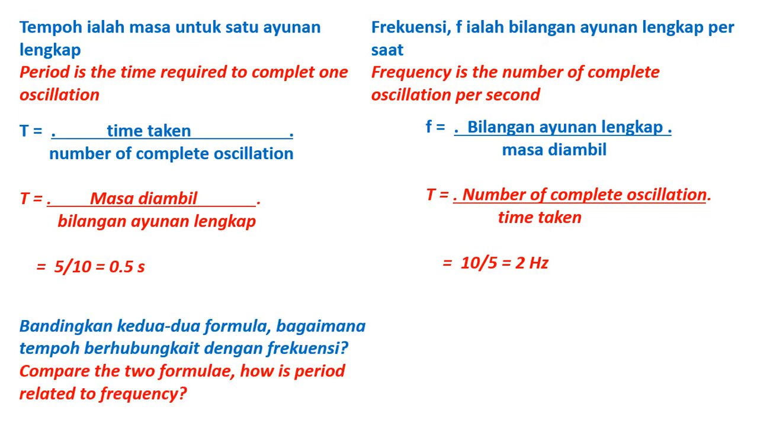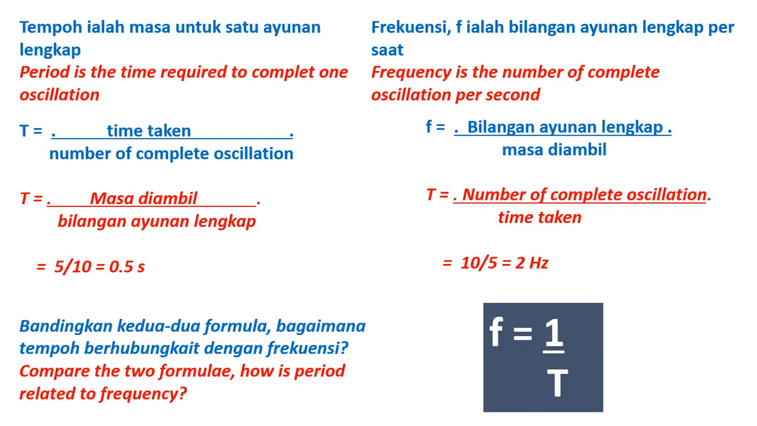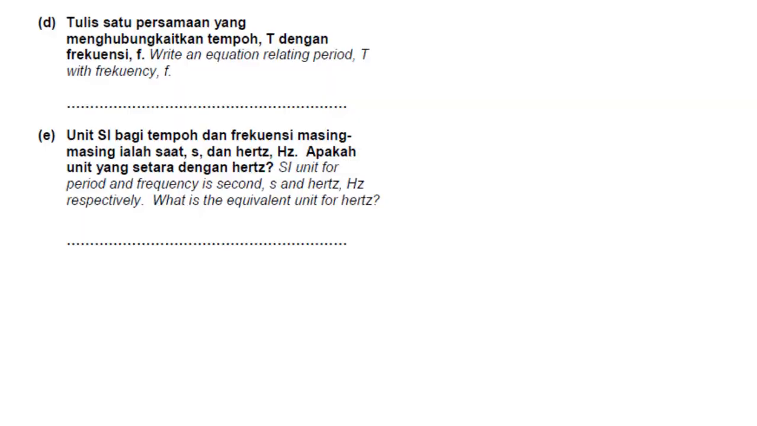Therefore, compare the two formulas. How is period related to frequency? So we have f equals 1 over T. f equals frequency equals 1 over period. So the equation is f equals 1 over T, and the SI unit for hertz is s minus 1 equals hertz.